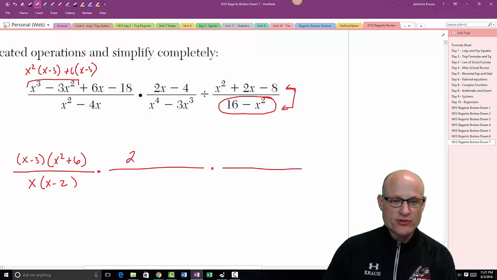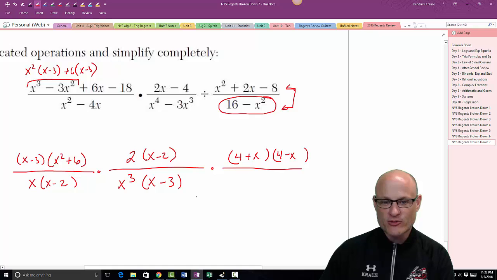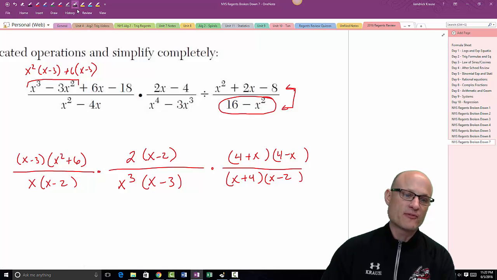Now I'm on this one. I can take out a 2. X minus 2. On this one here, I can take out an x cubed. X minus 3. This one's going to be backwards. Notice we're going to put that 16x squared up the top, but it goes 4 plus x, 4 minus x. Don't switch it around if it's not switched around. You do it the way it is. X and x plus 4 and minus 2. Okay, ready to lop stuff off.